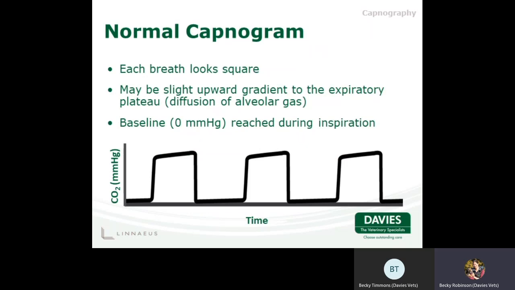So we've already discussed what the normal capnogram looks like. Here we've got an example of a slightly more prolonged trace. We've got 3 breaths here on this example. But what we're expecting is that each breath should look square or rectangular. We should see that all of the traces reach baseline, which is 0 millimeters of mercury during inspiration. We should have that nice rapid upstroke and downstroke, and our alveolar plateau may have a slight upward gradient. So that is normal, that we've already covered.